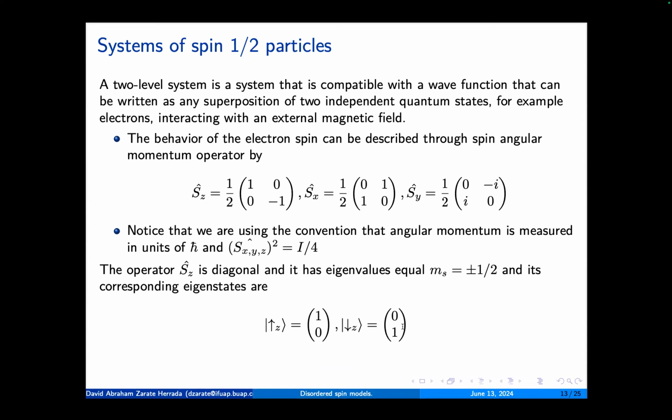Again, the operators that describe this kind of system are the spin operators. We are using units of h bar, and if you remember, the square of these operators is equal to the identity matrix times 1 over 4.